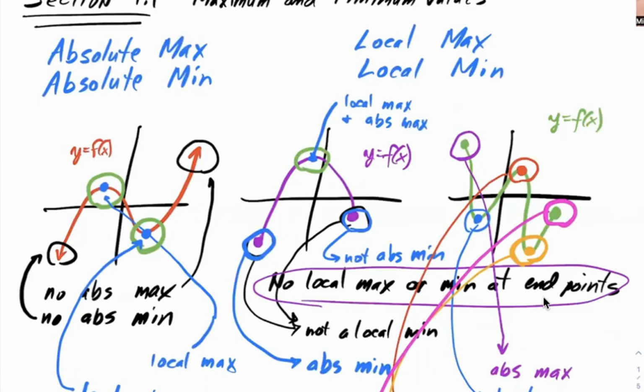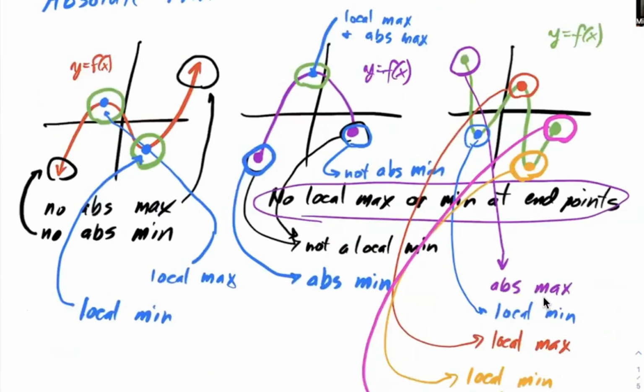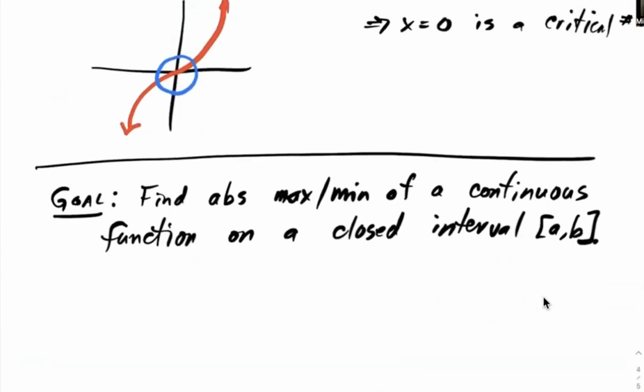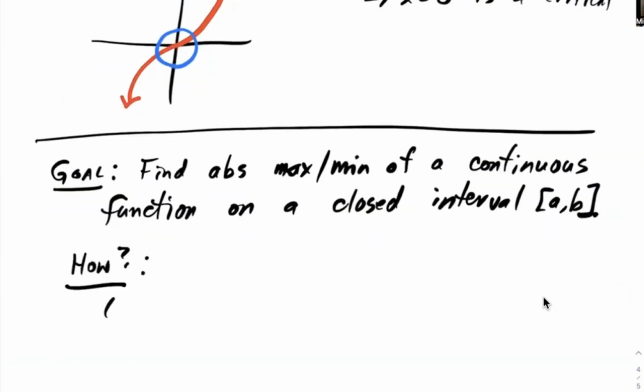So they had endpoints. There's no local max or mins at the endpoints, all right? But you can find absolute max or mins. We are now dealing with that type of situation. So we're going to be finding absolute max and mins of a continuous function on a closed interval, so there's going to be endpoints. All right, how do we do this? You do the following steps.